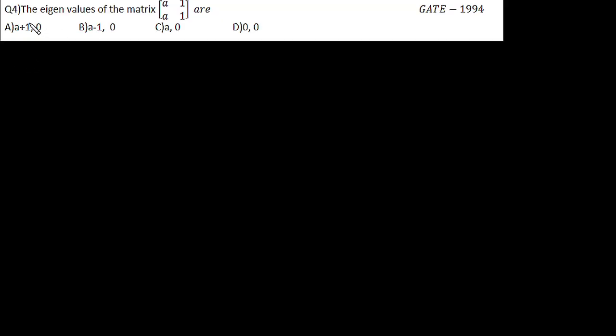Okay, let's solve question 4. Question 4 says the eigenvalue of a matrix. Okay, we have a matrix and we have to find the eigenvalues. So here it is a 2 cross 2, so it is easier to solve the characteristic equation. We can also use the properties.